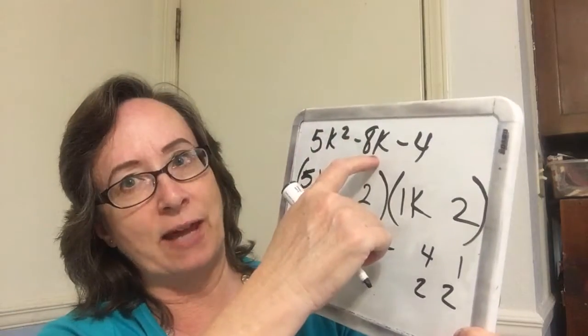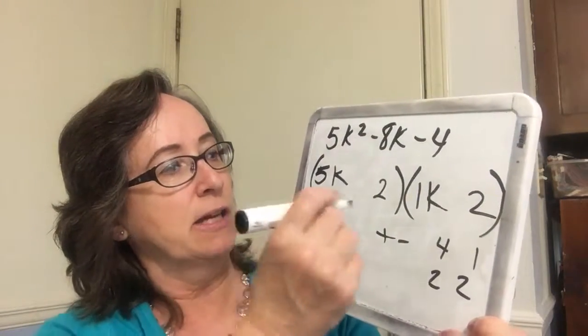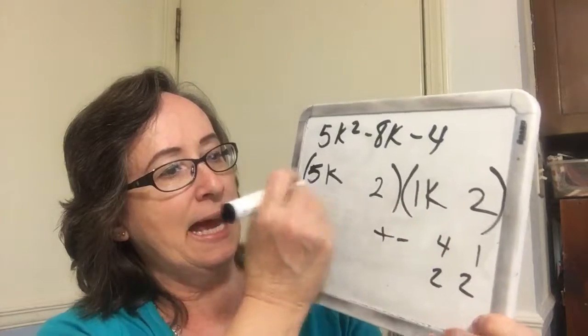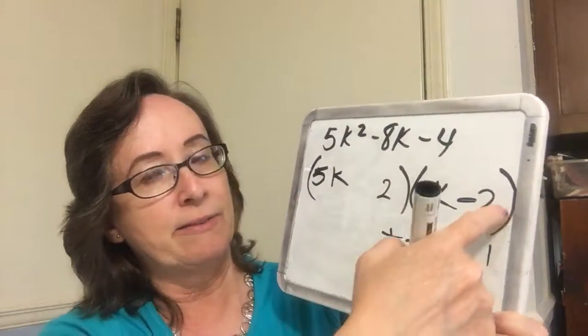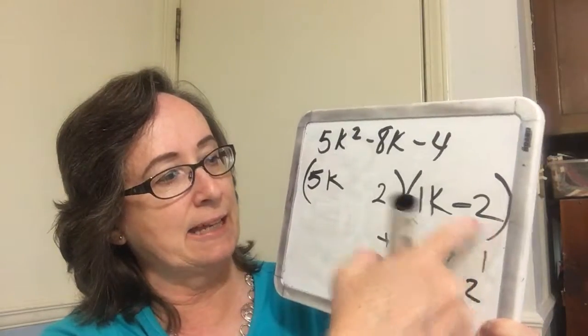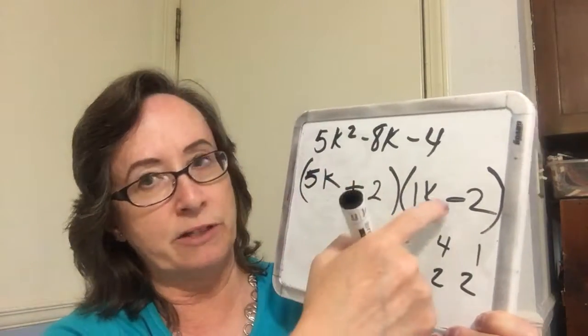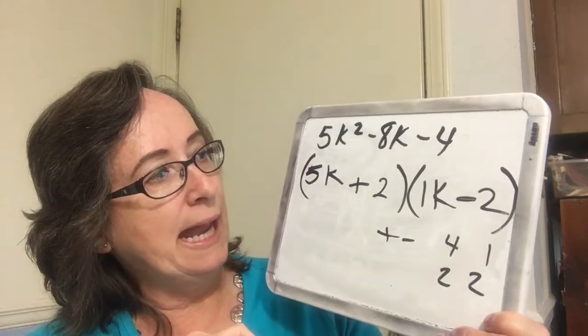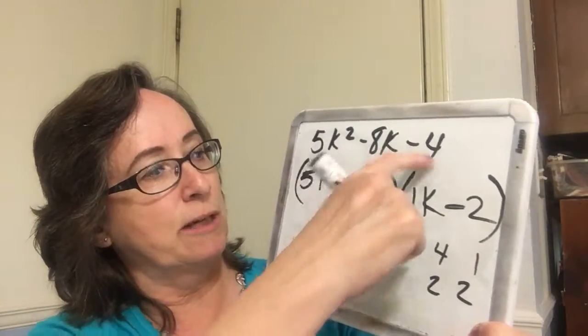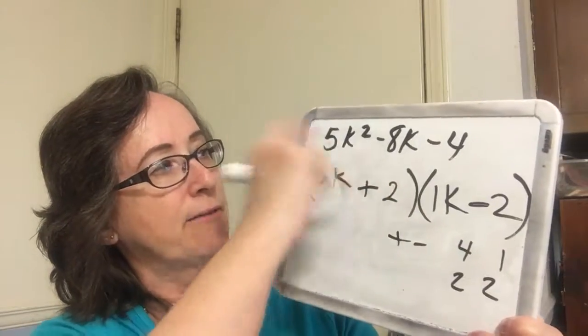To make it a negative 8, I want the 10 to be negative, so I'm going to slide the negative right in front of the 10 to make the negative on the 10 and the positive on the 2 to give me a negative 8 in the middle. And 2 times negative 2 is negative 4, and 5 times 1 is 5.